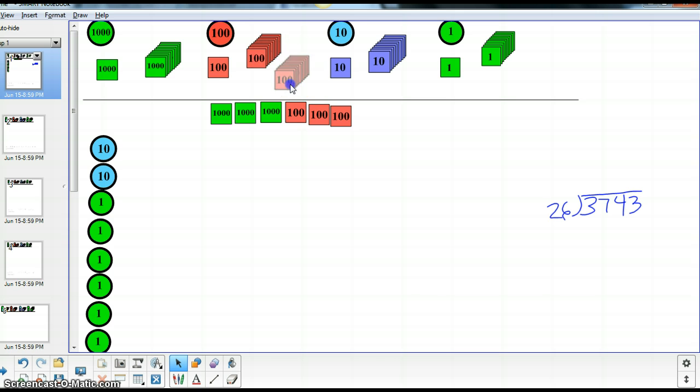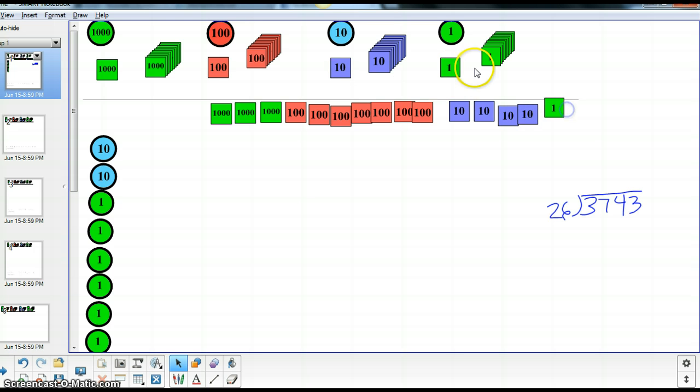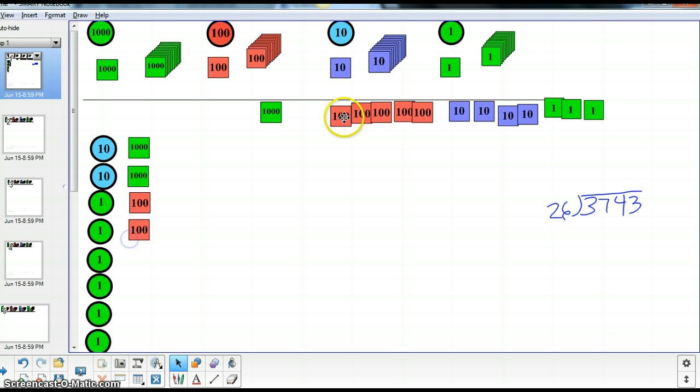That's not the one I wanted. We need four tens and three ones. And now what we're going to do is start sharing them out equally. So we can put 1,000 in each of these places and then share out these 100s.